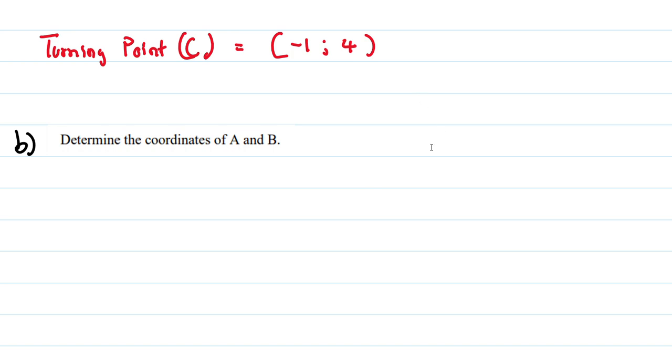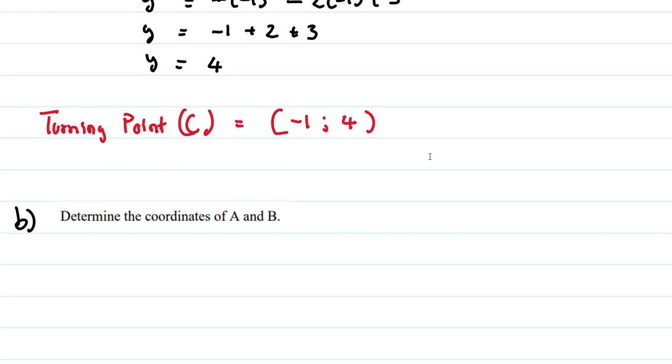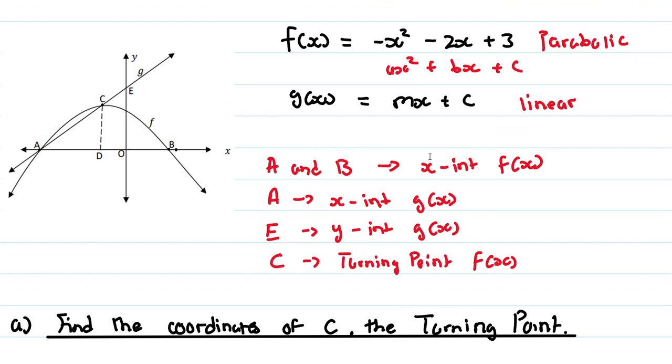So, heading over to the next question, we have to find the coordinates of A and B. When we go back to our graph, we said that A and B are the x-intercepts of the graph of f. What we know about the x-intercept is that at the x-intercept, the y value of the graph is always 0. So let's rewrite the equation of the graph, which is f of x is equal to negative x squared minus 2x plus 3.